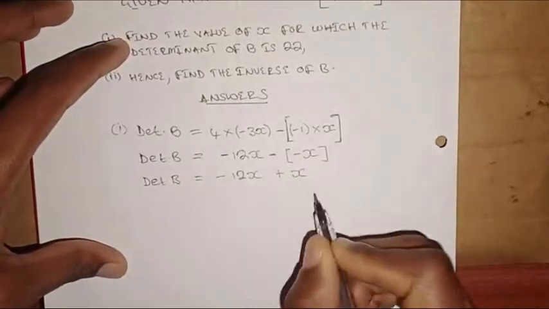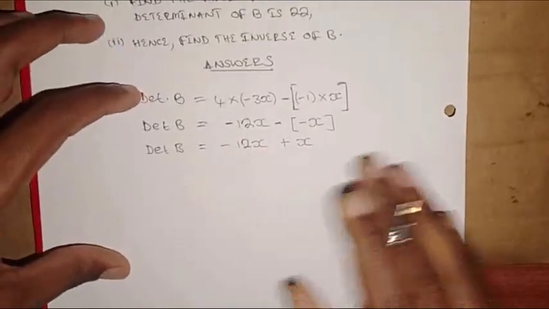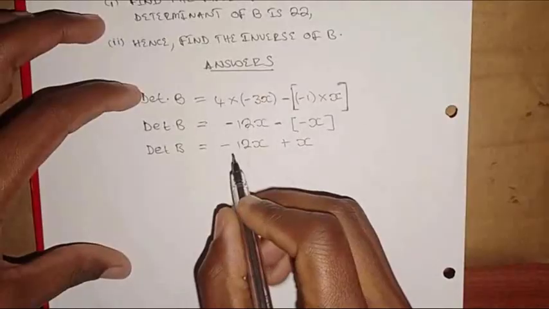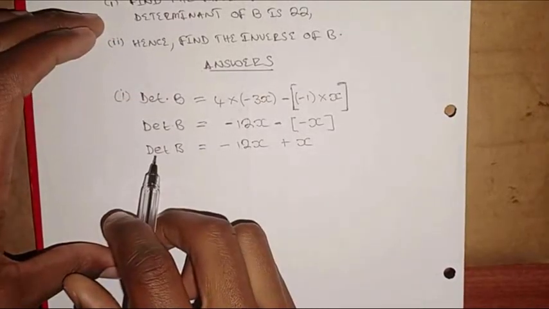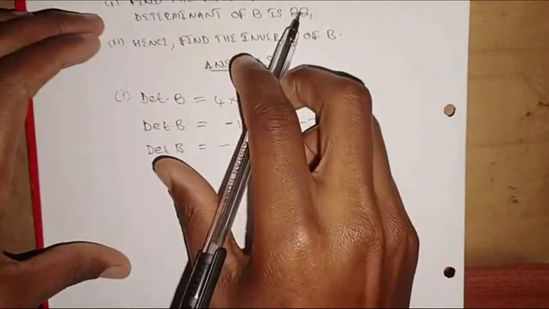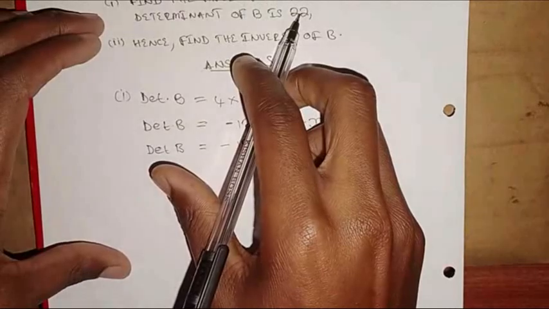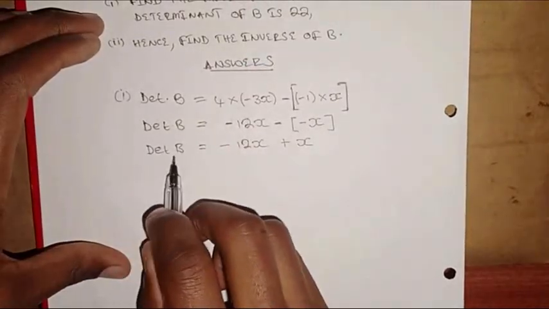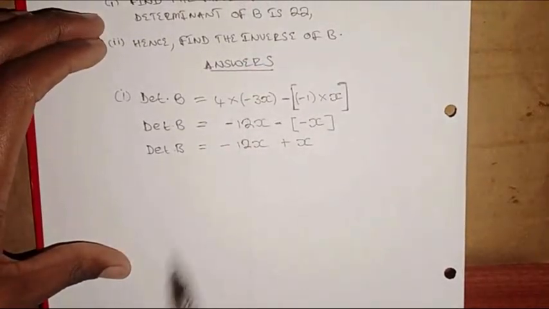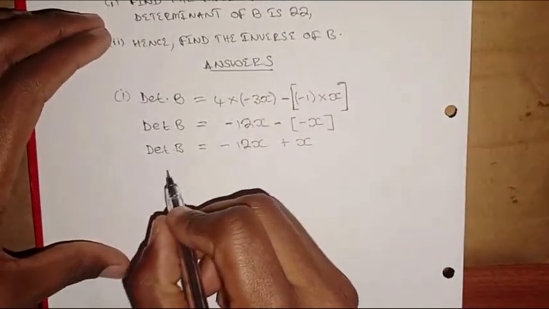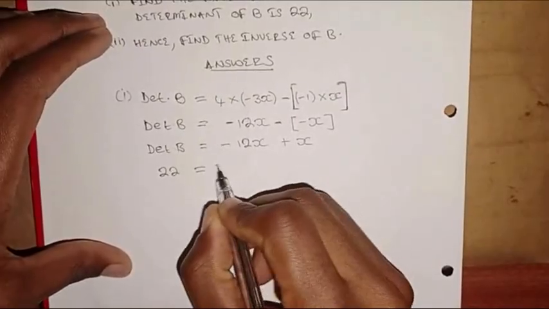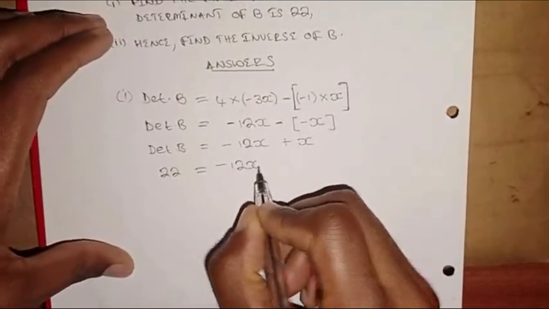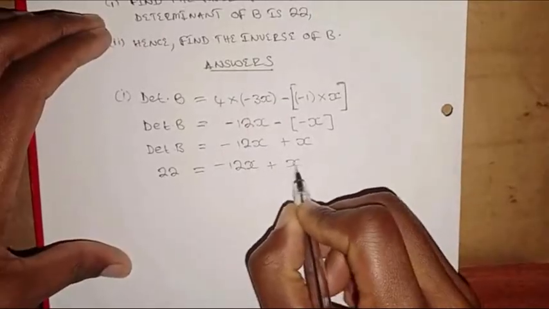Hopefully, I'm not rushing. I want you to benefit from this video. So what is going on here? As you can see, the determinant of B has already been given. What's the determinant of B? 22. So here where there is a determinant of B, we just substitute the value 22. So it's going to be 22 equals negative 12x plus x.